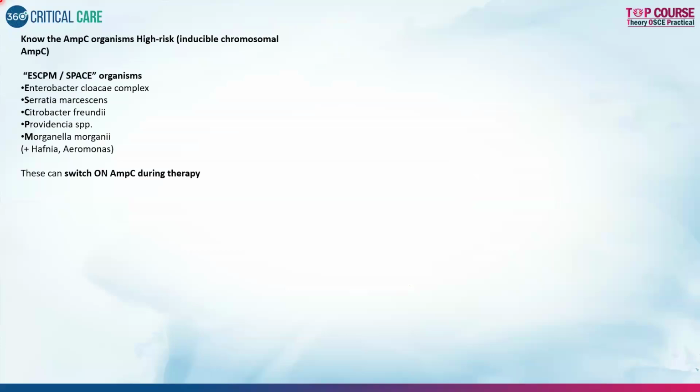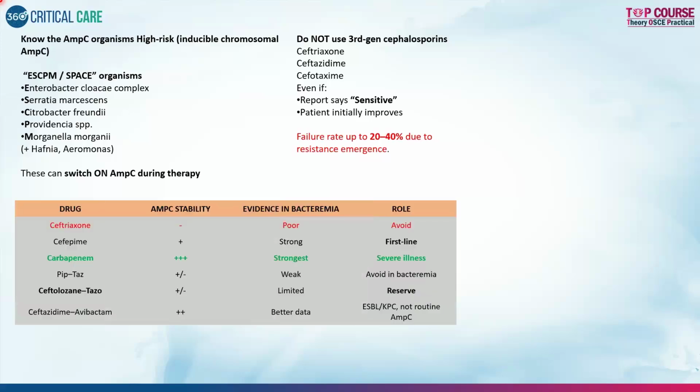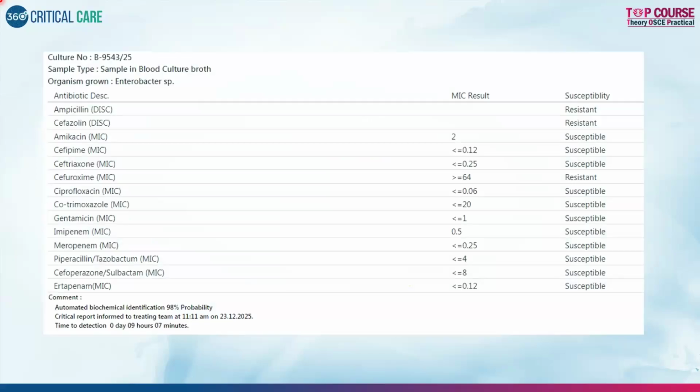It falls under the ESCAPPM group of organisms, which has higher chances of giving what? AmpC induction, correct? So whenever these patients are getting any cephalosporins, especially first three groups of cephalosporins, usually even if they say it is sensitive, the failure rates are very high because they develop resistance during treatment. So that is one of the reasons we say don't use cephalosporins for these patients.